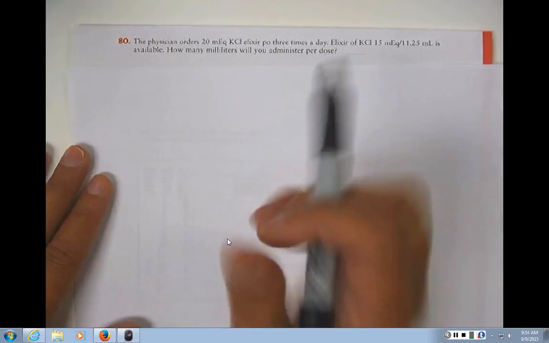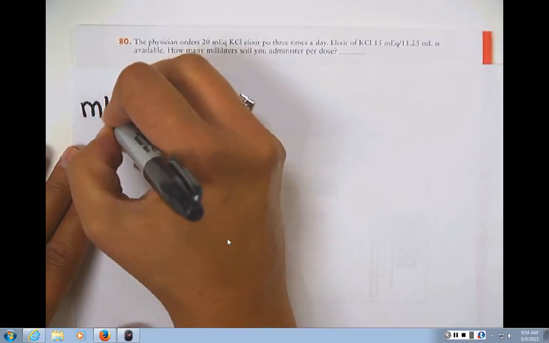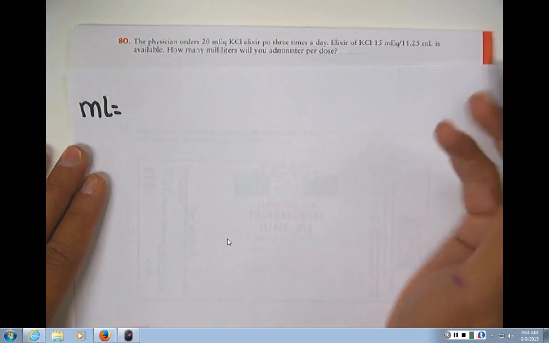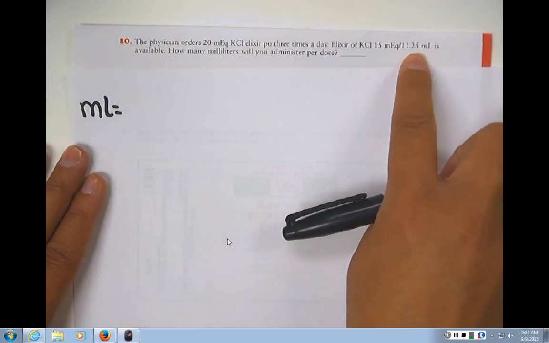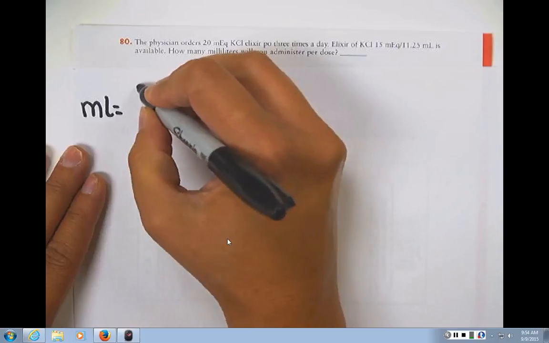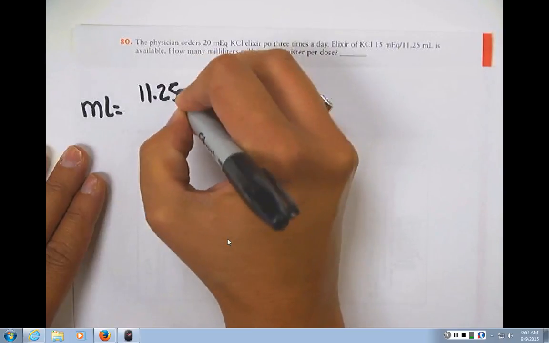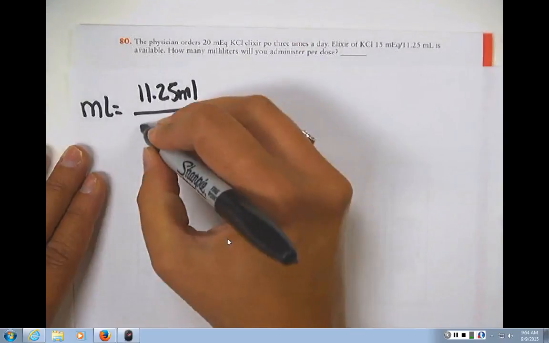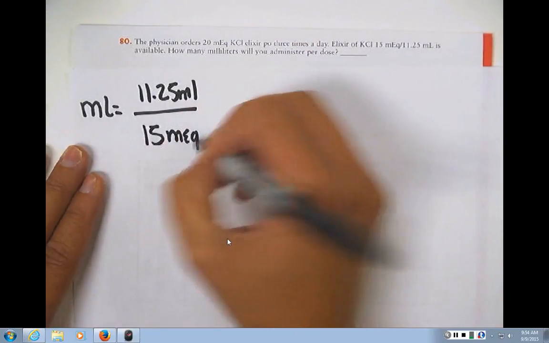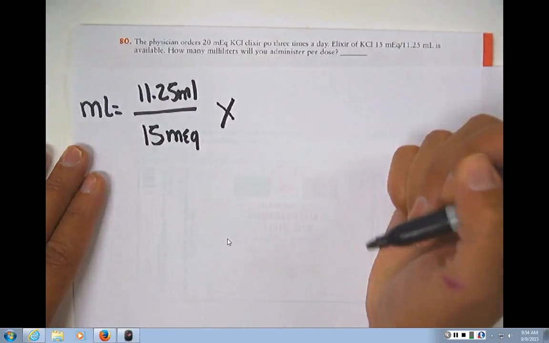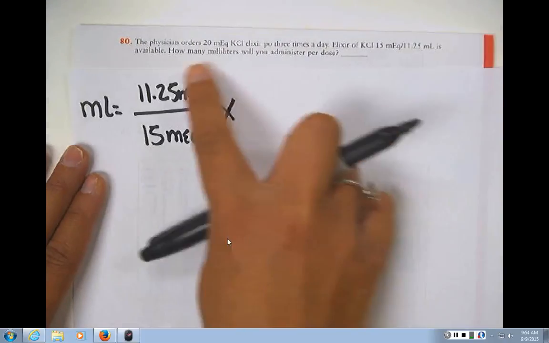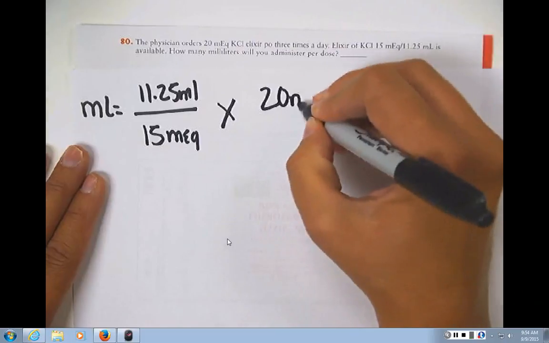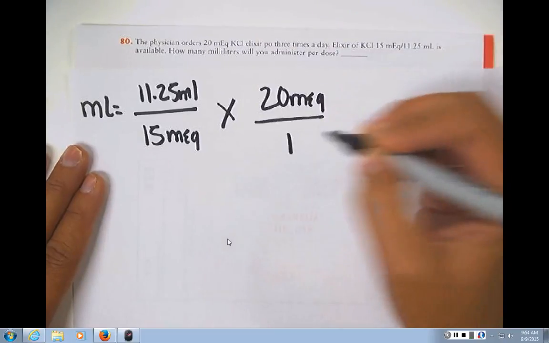So again, to keep me on track, I'm going to put mLs here because I know that's what I want to solve for, and I'm going to put my dose on hand. My dose on hand is 11.25 milliliters. 11.25 milliliters has 15 milliequivalents of the medication in it. 15 milliequivalents. And I'm going to multiply that by my physician's dose. The physician wants me to give 20 milliequivalents per each dose. So 20 milliequivalents. And again, I'm just going to put that over 1.